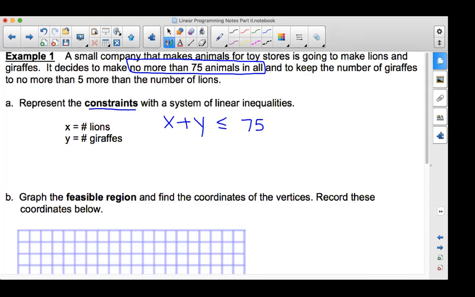So that would be our first inequality. No more than the two of them together, x plus y. Can't be bigger than 75.